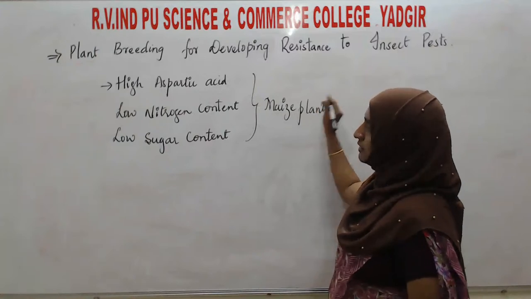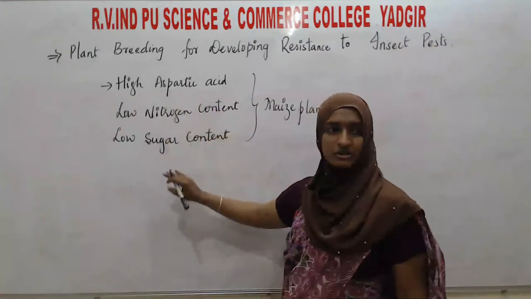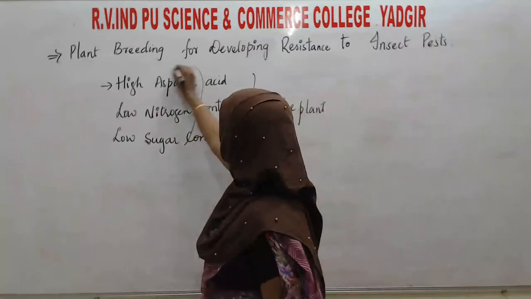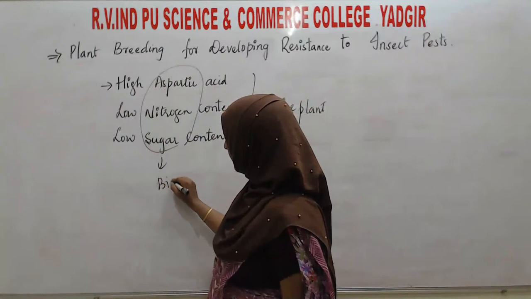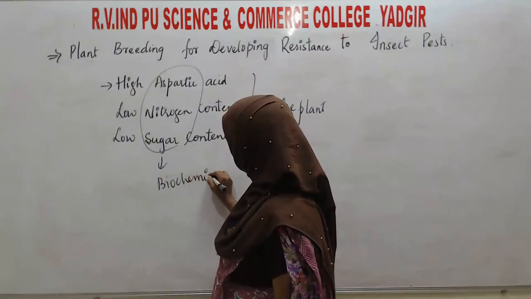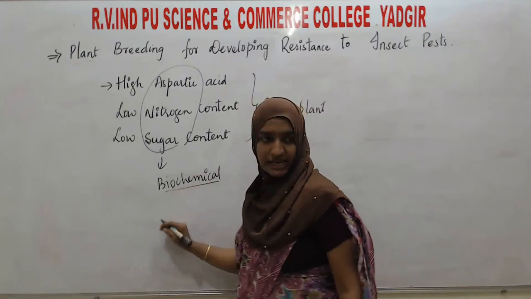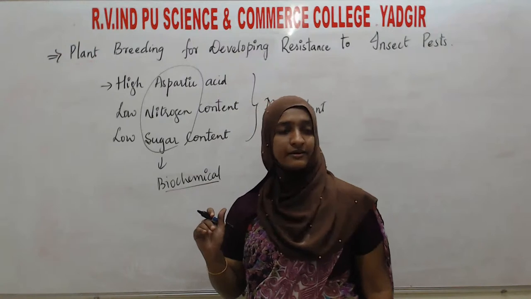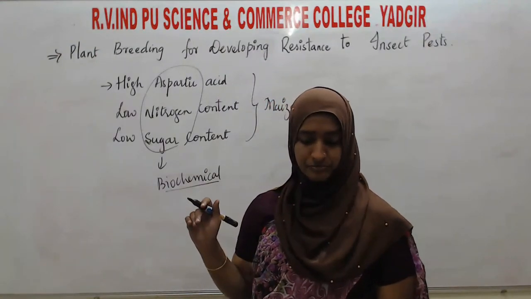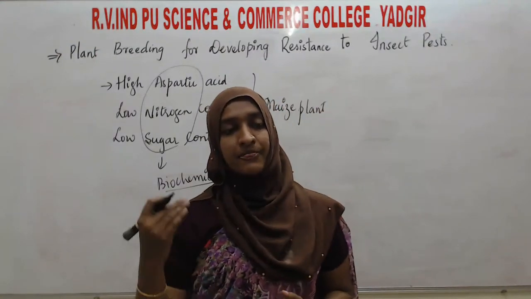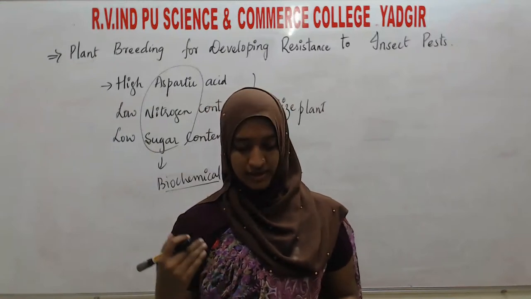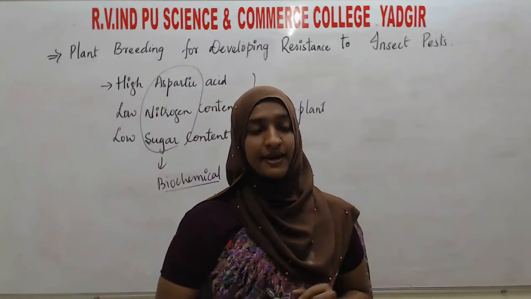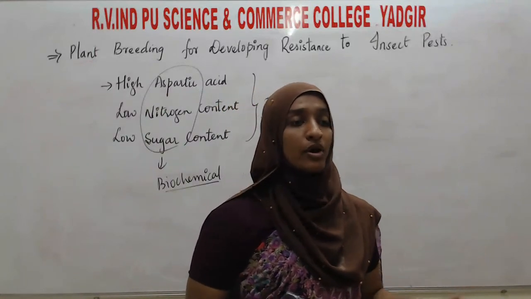Aspartic acid, nitrogen, sugar, they all are what chemicals? They are biochemicals. So this biochemical is one of the characteristic features for what? For insect pest resistance. So here, high aspartic acid, low nitrogen content, low sugar content in the maize will lead to resistance to one of the insects that is known as the maize stem borer.